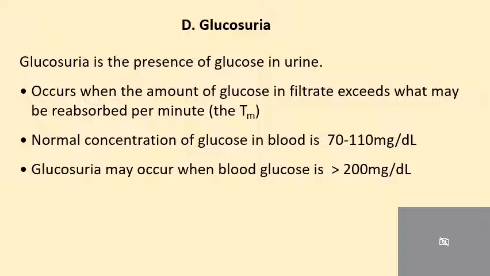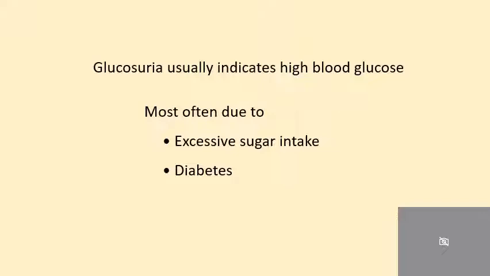convoluted tubule. Under normal circumstances, our fasting blood glucose level fluctuates between 70 and 110 milligrams per deciliter. But when you have a higher than normal blood glucose level, above 200 milligrams per deciliter, that's going to translate to a higher than normal amount of glucose in your filtrate. And we're going to exceed the transport maximum for glucose.